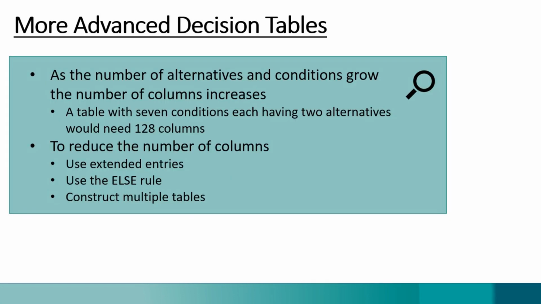More advanced decision tables. As the number of alternatives and conditions grow, the number of columns increases. A table with 7 conditions each having 2 alternatives would need 128 columns. To reduce the number of columns, use extended entries. Use the else rule. Construct multiple tables.